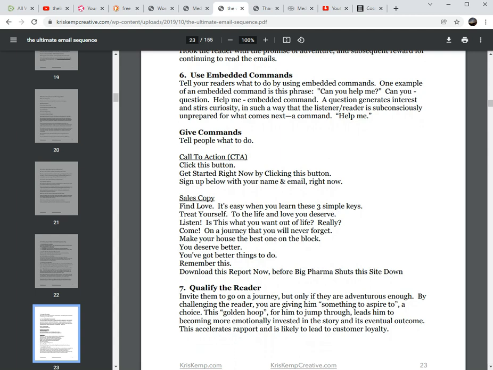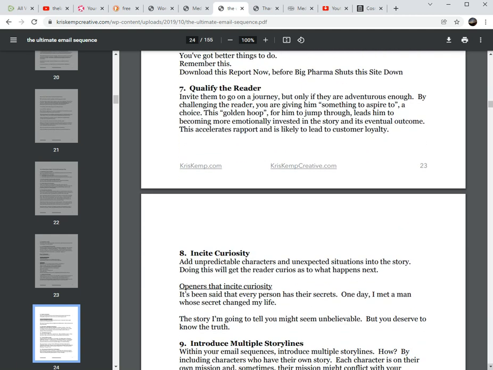Number 7, you want to qualify the reader. You don't want to, but maybe you want to. Qualify the reader. You invite them to go on a journey, but only if they're adventurous enough. By challenging the reader, you're giving him something to aspire to, a choice. This golden hoop for him to jump through leads him to becoming more emotionally invested in the story and its eventual outcome. This accelerates rapport and is likely to lead to customer loyalty.